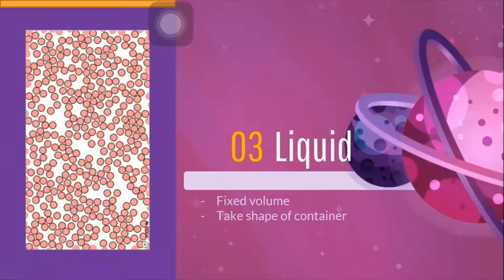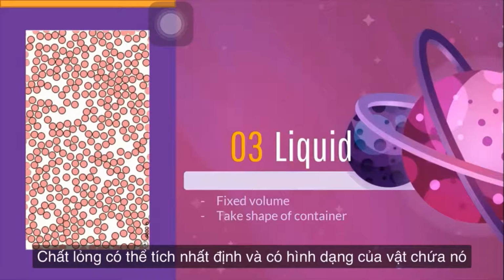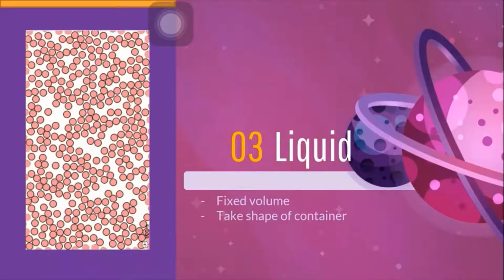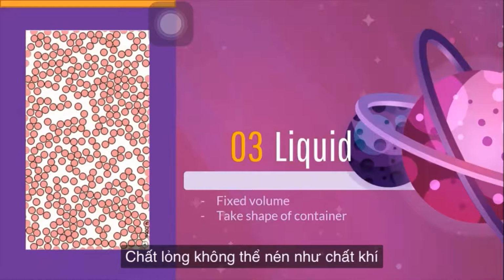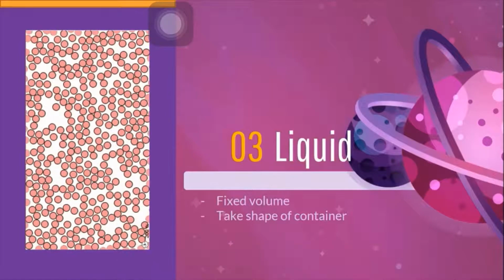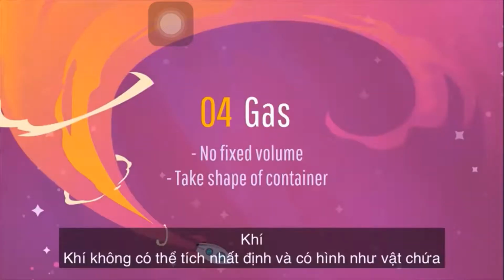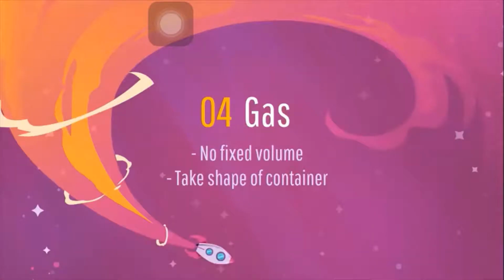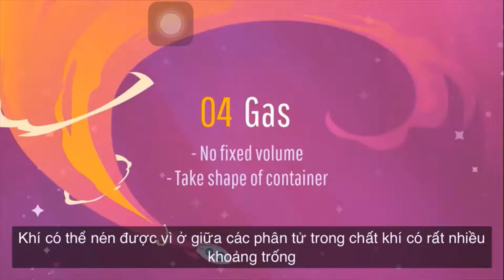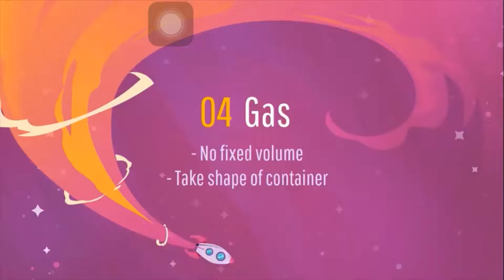Liquid. Liquid has a fixed volume and takes the shape of the container. Liquid cannot be compressed like gas. Gas has no fixed volume and takes the shape of the container. Gas can be compressed because between the gas particles there is a lot of space.